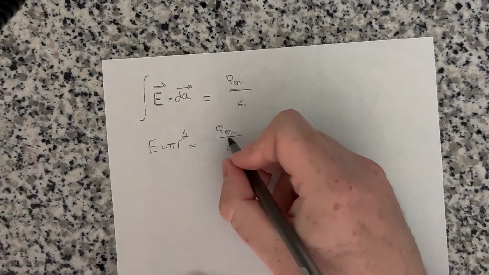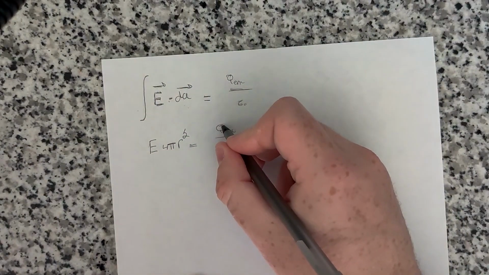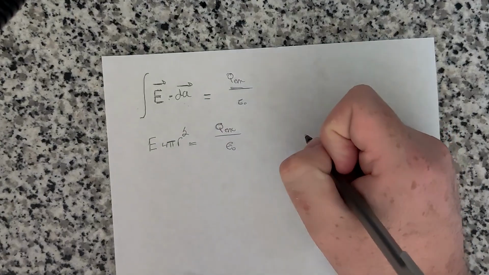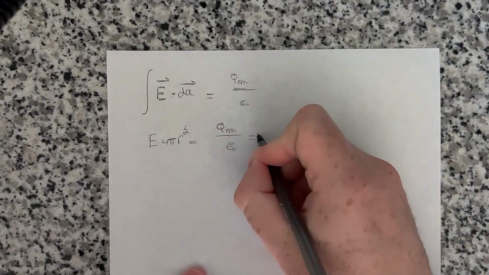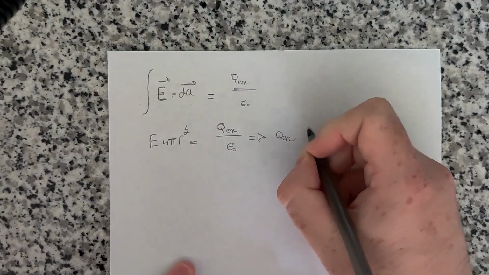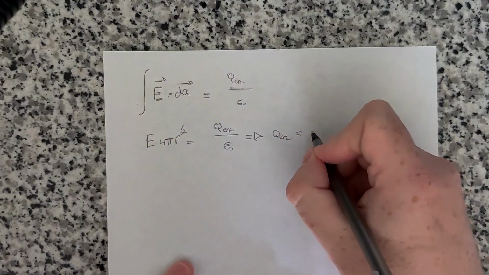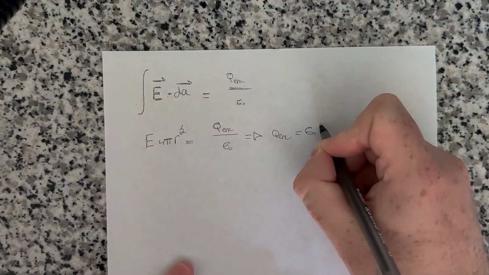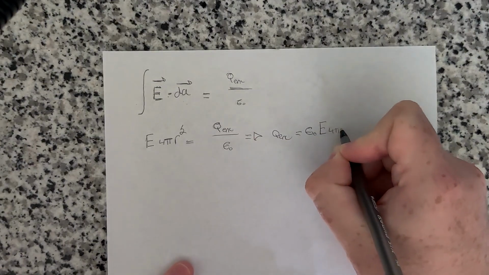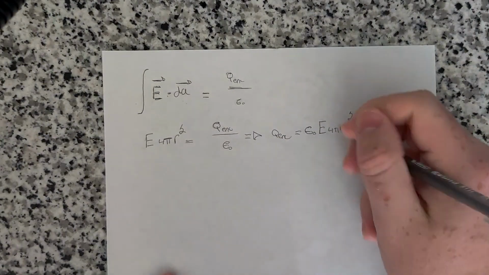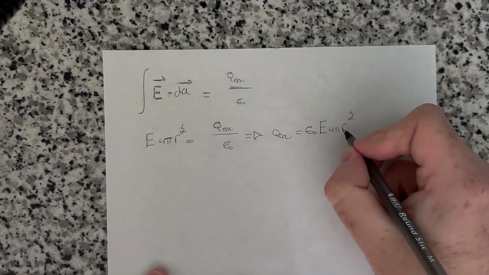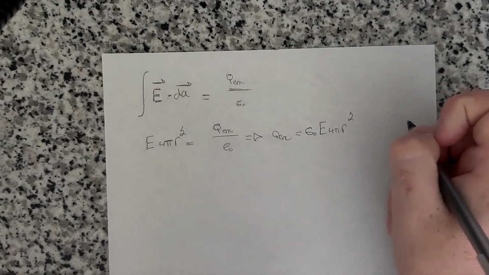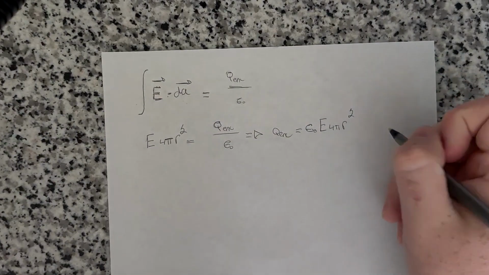So what is Q enclosed? That's what we're trying to find, right? This is the total charge enclosed in our Gaussian surface. So our Q enclosed is just equal to this. We just multiply by epsilon naught. So we have epsilon naught E 4 pi r squared. And you can make this capital R, big R, whatever you want to make it. I just made it little r.